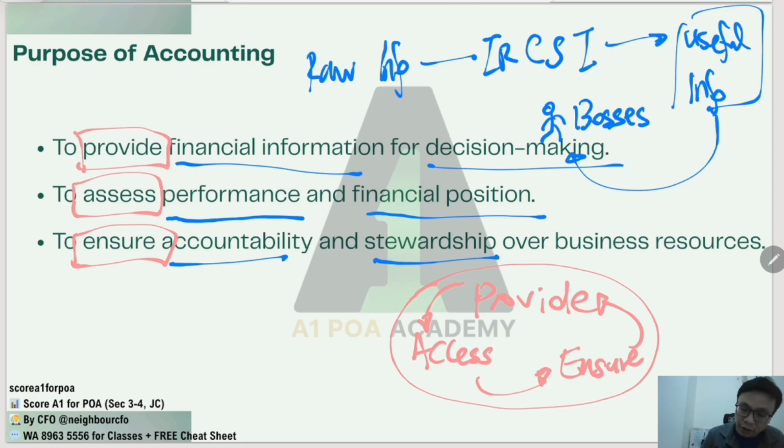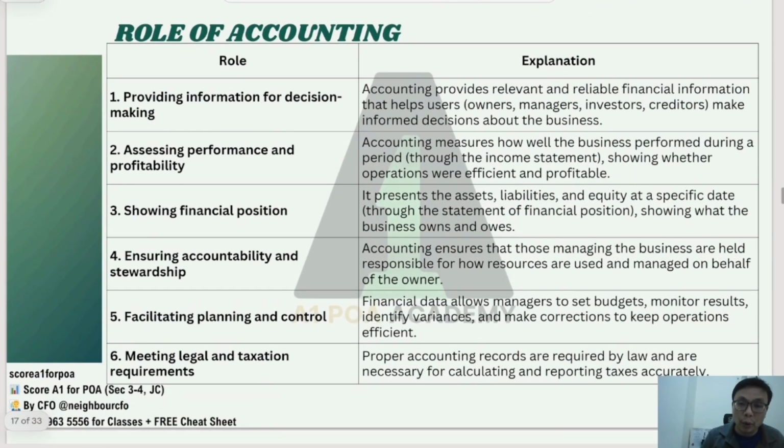You provide financial info. After that, you assess the financial position of the company. And last but not least, you ensure the accountability and stewardship over business resources. And then after that, this whole entire cycle will repeat again. With that, let us now look at the roles of accounting in specific, which will be your LO3. So for LO3, roles of accounting, in total we have 6.